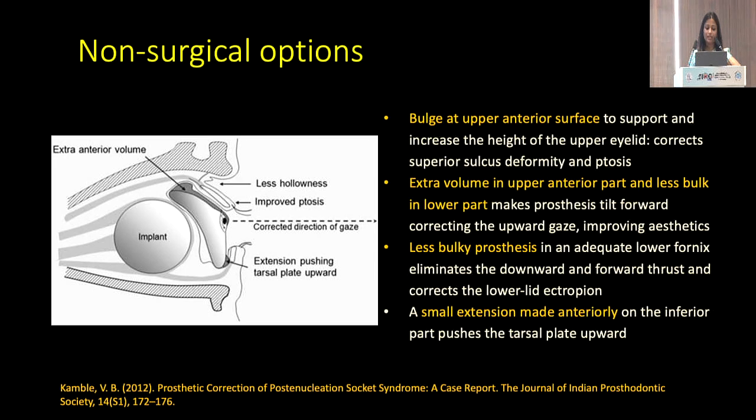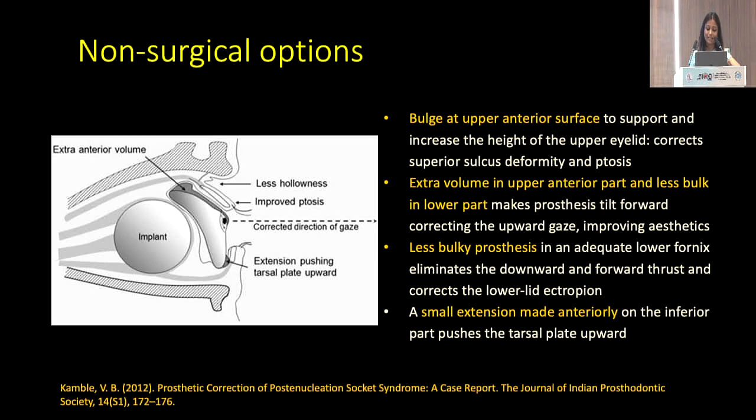Non-surgical options basically involve adjusting or modifying the custom ocular prosthesis by placing a bulge at the upper anterior surface to support and increase the height of the upper eyelid. And the extra volume in the upper anterior part and less bulk in the lower part also makes the prosthesis tilt forward, thus correcting the upward gaze and improving the aesthetic appearance.